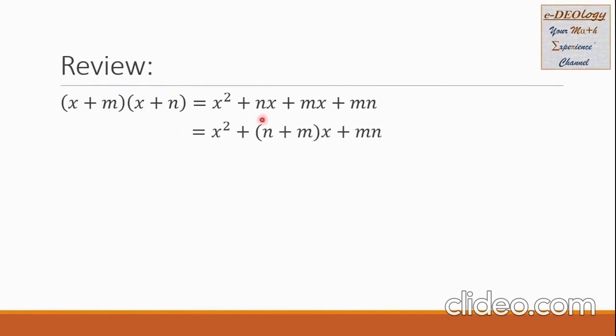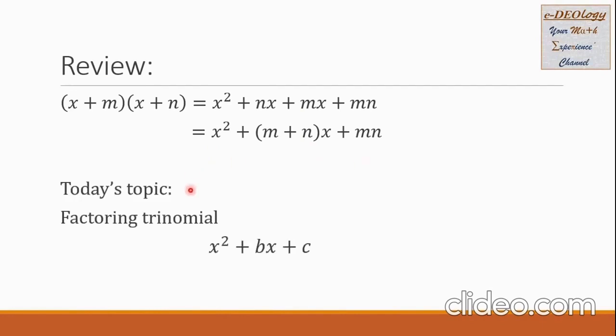And then I can see that the two terms in the middle have a common factor of x. So I put the common factor x outside, so the other factor will be n plus m. Or since our last term here is mn, I want to interchange the n and the m, and there will be no issue on that. So here it is now, m plus n multiplied by the quantity x. So when we multiply this x plus m and the x plus n, this is our answer.